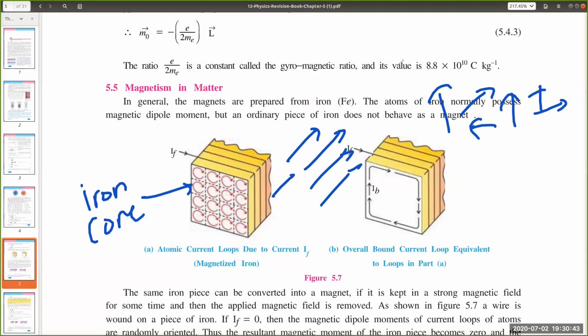But how do they align themselves? That's what I'm going to ask here. Those materials in which they align very nicely with the external magnetic field are called ferromagnetic materials. Those in which they align only very slightly are called paramagnetic materials. Those in which they repel slightly, I mean they align in the opposite direction, are called diamagnetic.